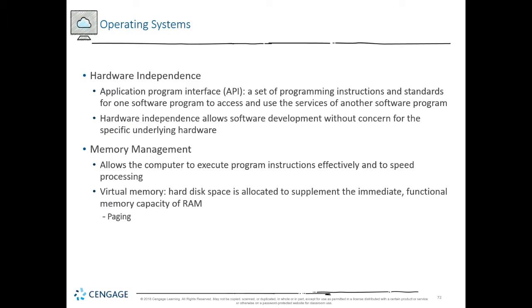Hardware independence. Application program interface, API: a set of programming instructions and standards for one program to access and use the services of other software programs. Hardware independence allows software development without concern for specific underlying hardware. Memory management allows the computer to execute programs and instructions effectively and to speed processing. Virtual memory: hard disk space is allocated to supplement the immediate functional memory capacity of RAM, called paging.